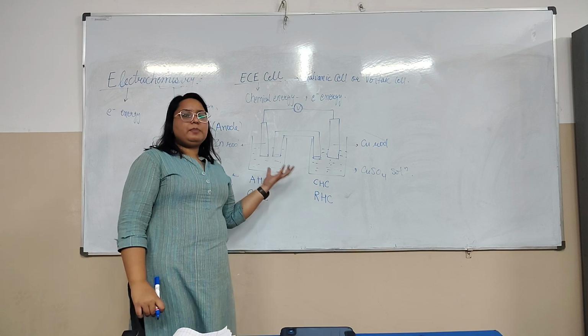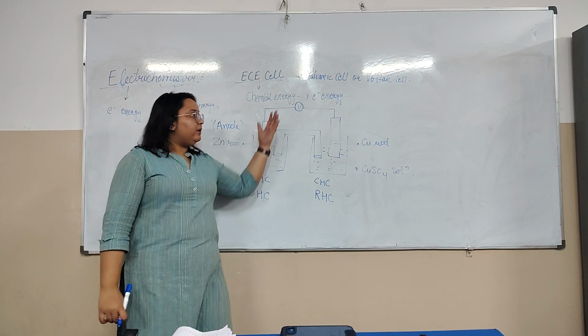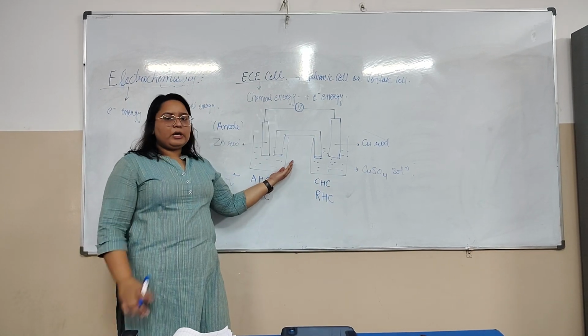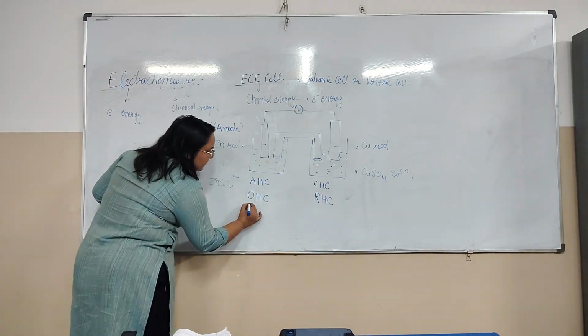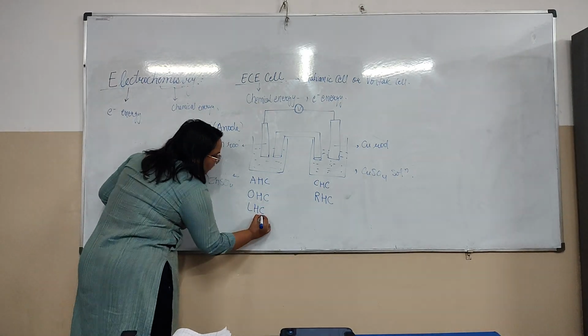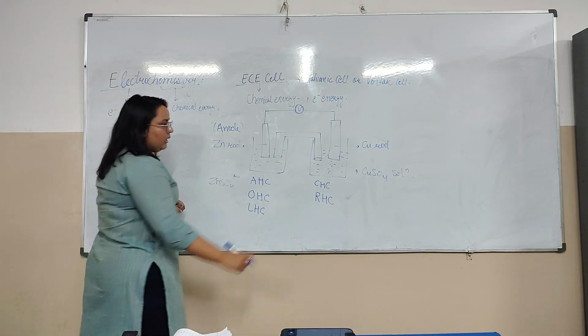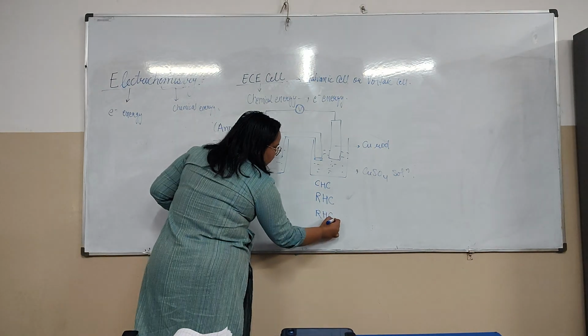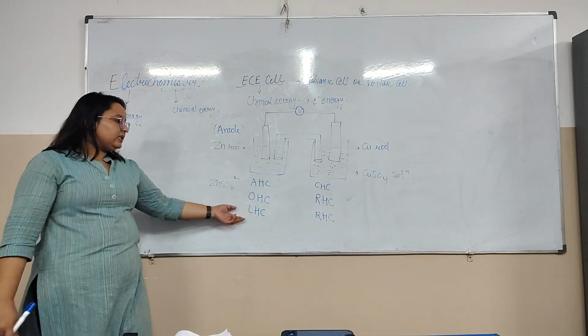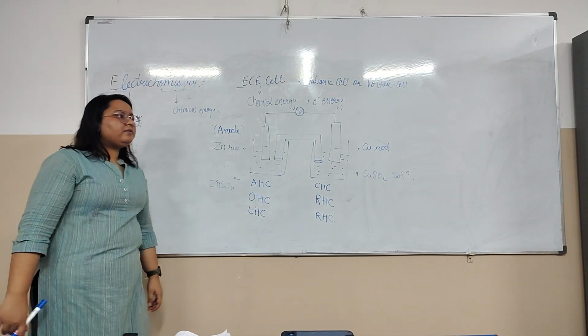Also you can see this I have drawn on the left side, and this is how we represent it: anode on the left side. So we can also call it the left half cell because it is represented on the left side. And this one we will call the right half cell.